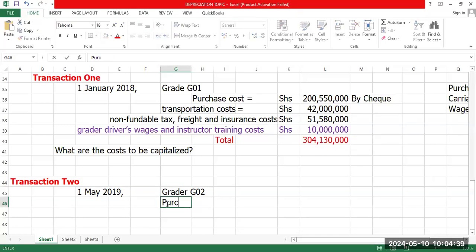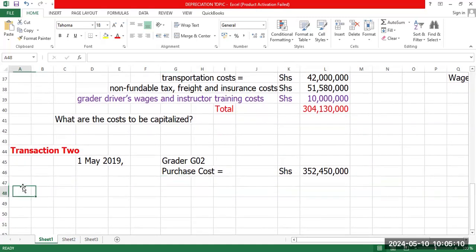The purchase cost. The purchase cost is how much? It is 352,540,450. Okay, that is the purchase cost. And that's always transaction number one. There is no other information. So we go to transaction number 3. What are they telling us on transaction number 3?